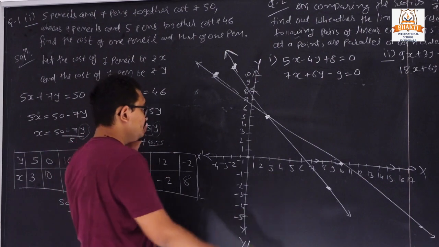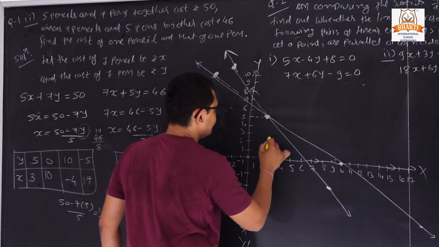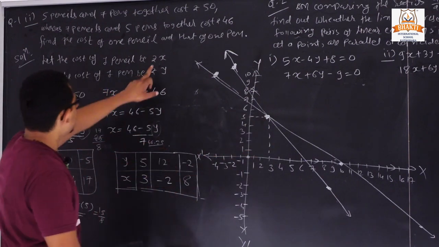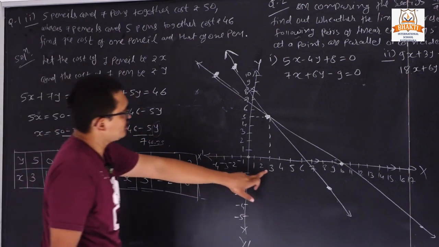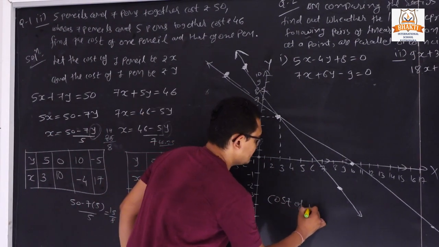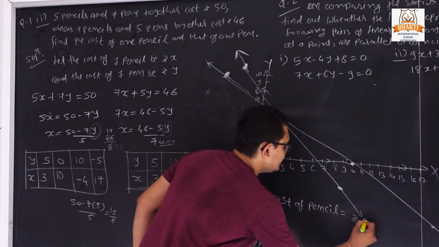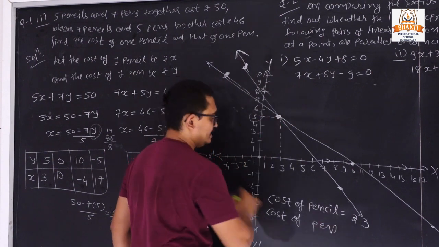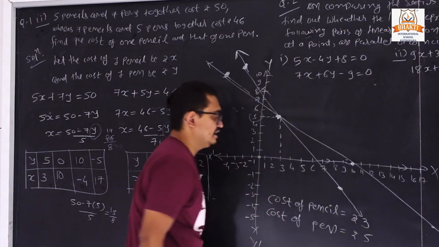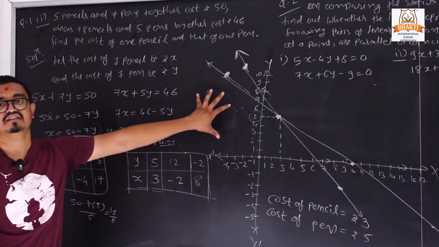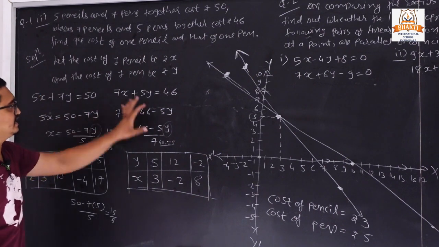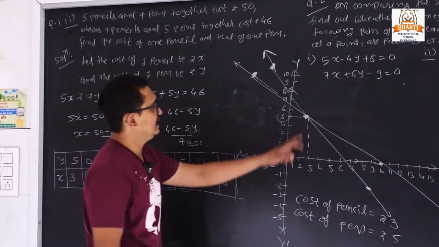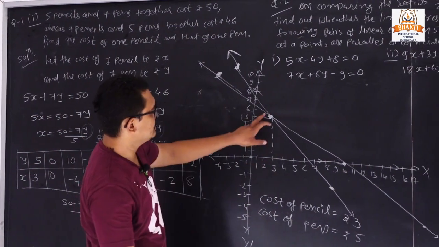Clear? Now see that these both lines are intersecting here. This is the point, x is 3 and y is 5. So x means what? Pencil. So the cost of a pencil is ₹3, and the cost of a pen, see that y, is ₹5. Clear? So it is a graphical method. In the graphical method, first of all make the equation, from the equation make the chart, from the chart draw the graph, and then find the intersecting point. So this is our answer.